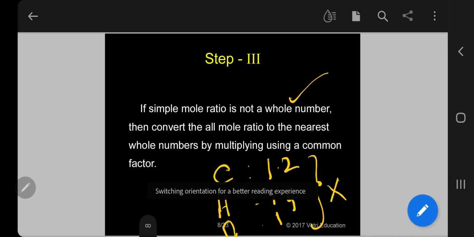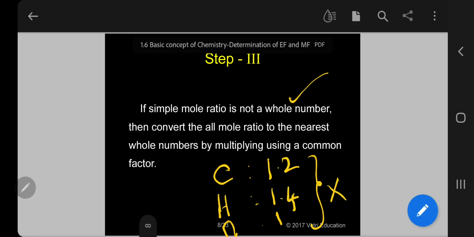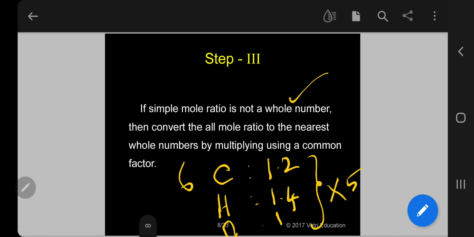What is the common factor here? I can take 5 and multiply by 5. When I multiply by 5, the carbon will be 6, then hydrogen will be 7, oxygen will be 5. So we are getting whole numbers now. This is step 3.